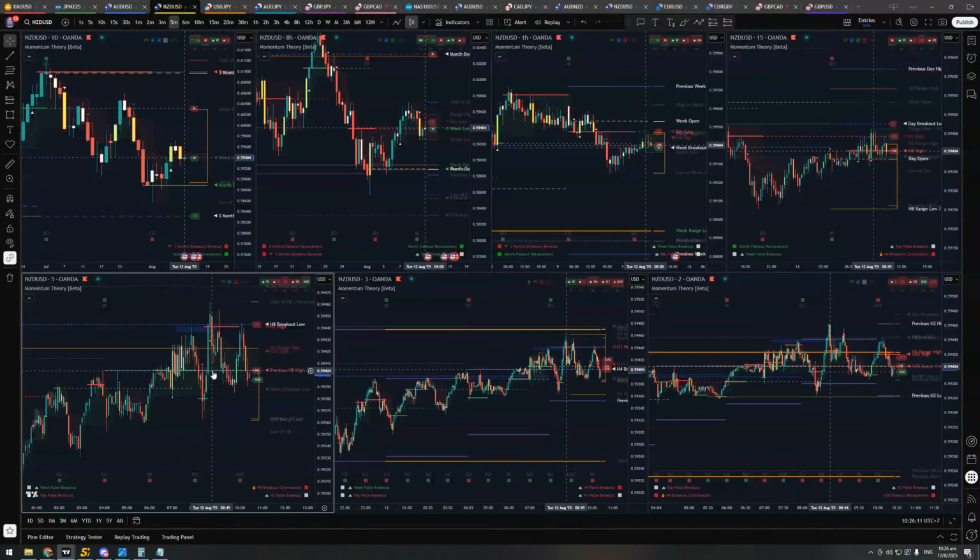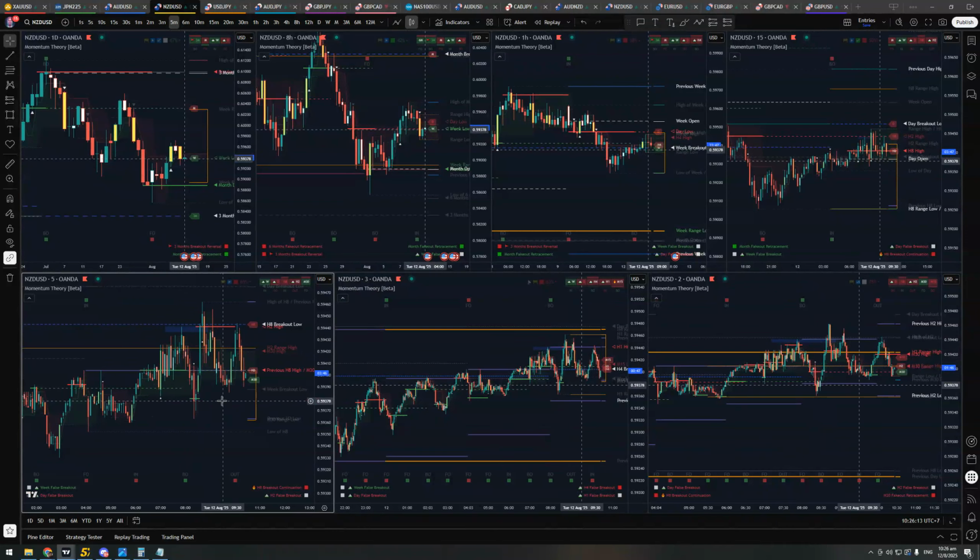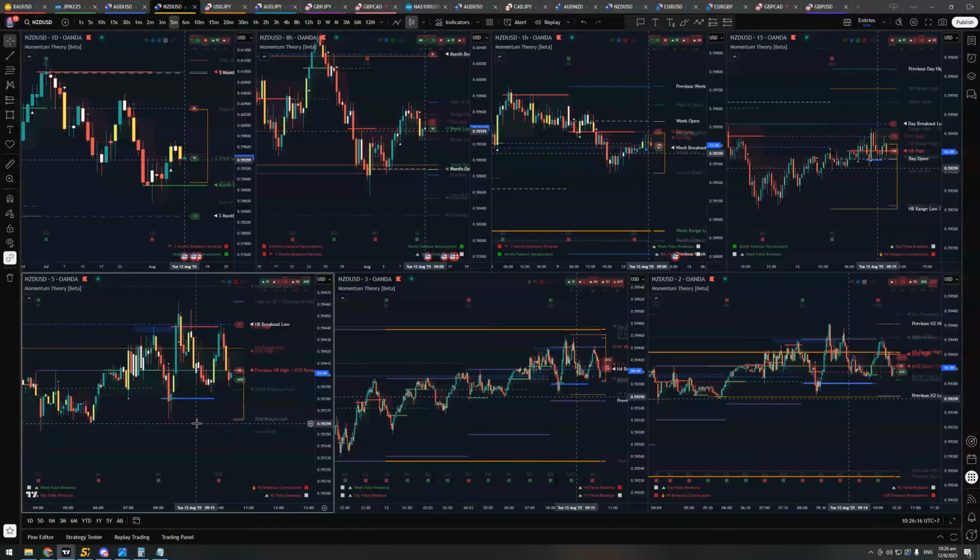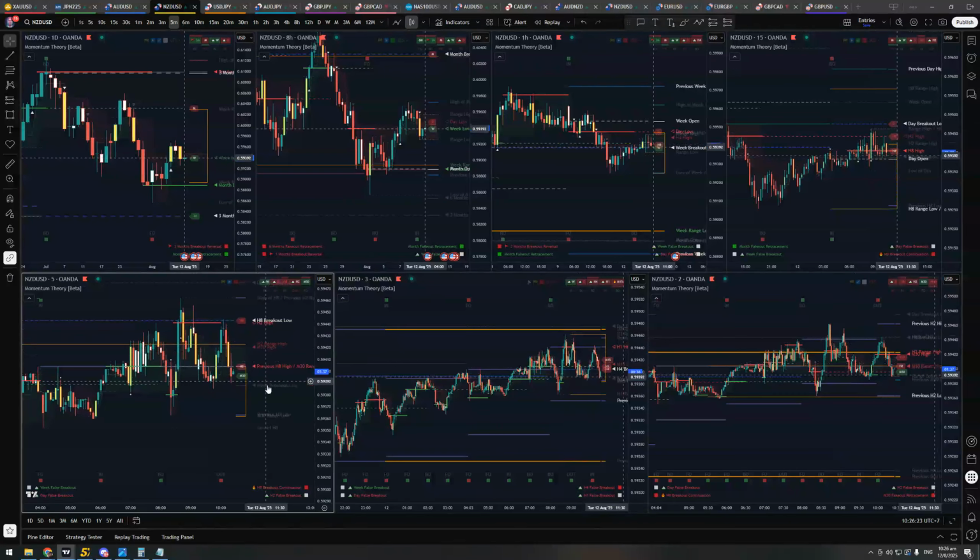And then price flipped that breakout level. I was waiting for price to get below the low, and it did do that, but there was no continuation on this move. And right now price has come up. Now it's given me that rejection, and now I'm just waiting for an entry here.